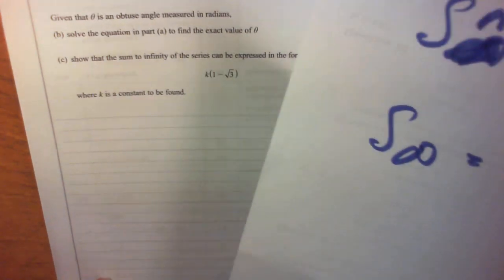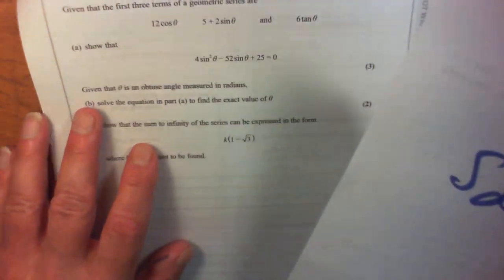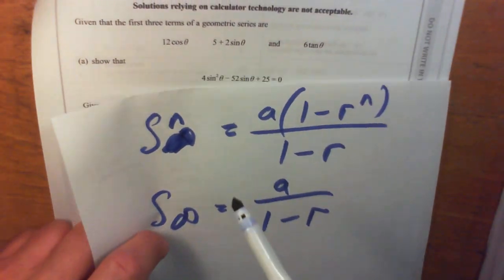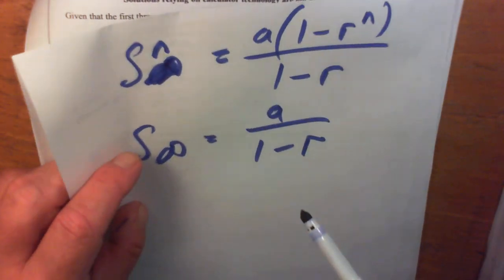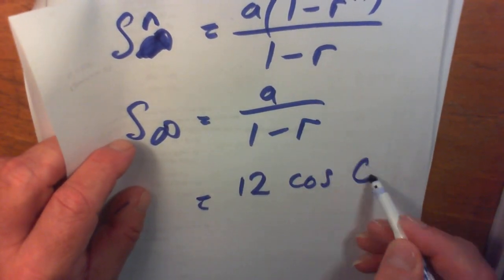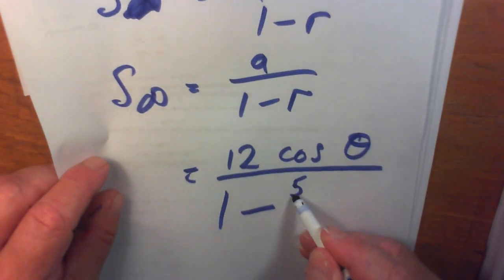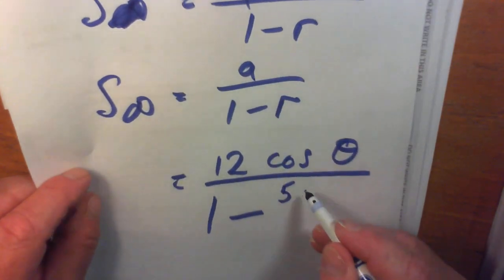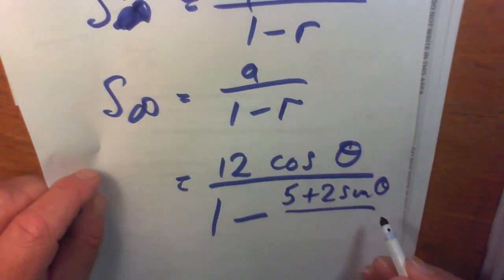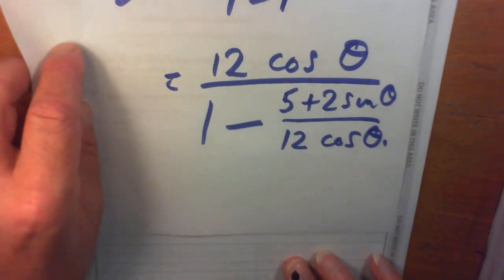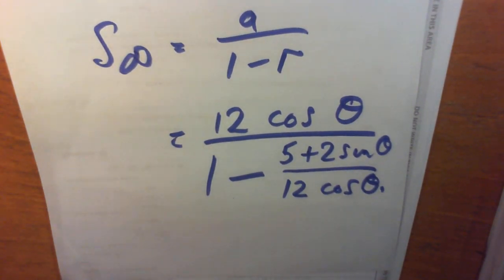So you can then use the values you've been given or worked out. So a, which is the first value, is just 12 cos theta. So that's 12 cos theta over 1 minus r, where r is one of the ratios that you calculated, which could be 5 plus 2 sine theta over 12 cos theta. Right. So you can see what I'm saying, that if you get the wrong angle in part B, this is going to affect your answer to this.